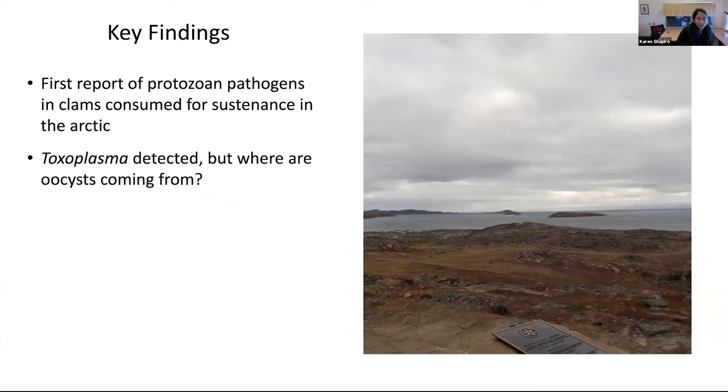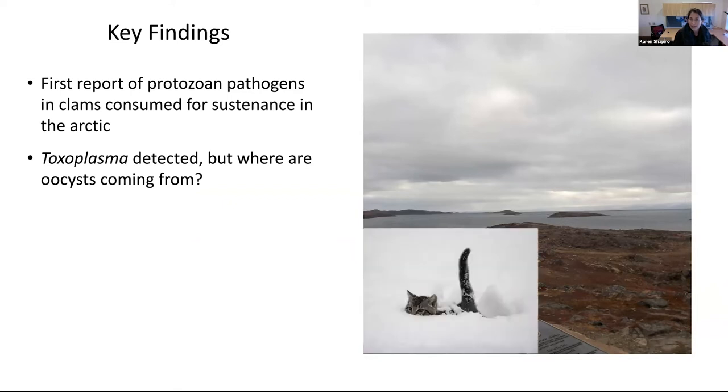So we detected toxoplasma, but one of the mysteries that we're still trying to unravel is where are the oocysts coming from to the ocean? You'd think about domestic cats, right? But there's very few domestic cats in Iqaluit. We think that there's a handful and they don't roam outside because they would die.